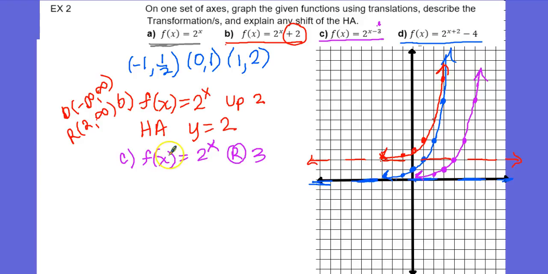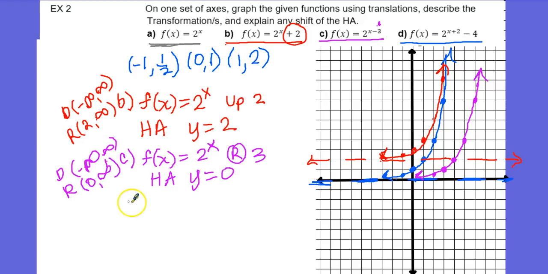Okay. Did we shift our horizontal asymptote? Because we have to explain any shift. There wasn't any shift. So what's my horizontal asymptote? Y equals 0. With a domain, unrestricted from negative infinity to infinity, and a range, non-inclusive 0 to infinity.